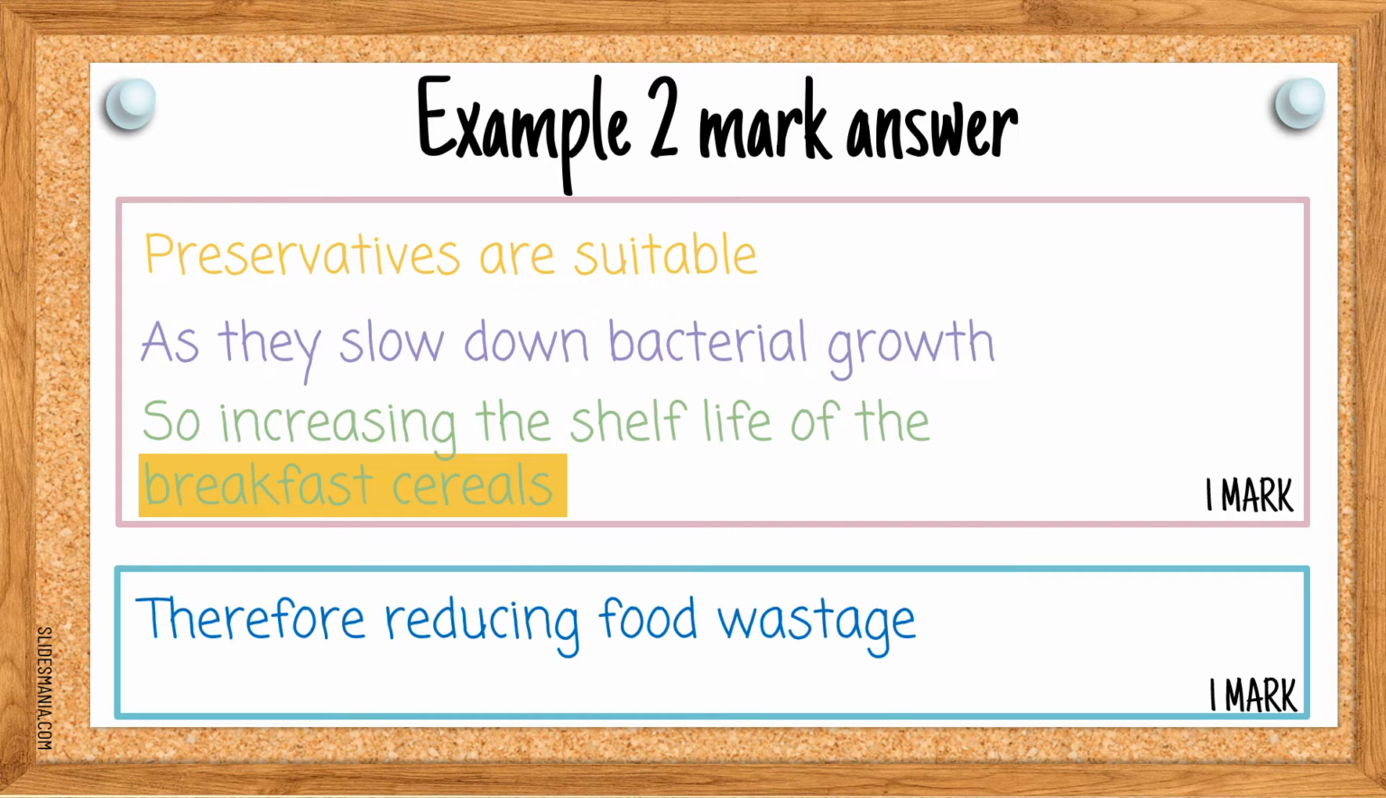So putting those 3 parts together, your fact, your opinion and your consequence, you've now gained your first mark. We've also gained a second mark. We've developed this answer further and said therefore reducing food waste, which is our developed consequence shown in blue, and that's how we've got a second mark. So putting both of those 2 previous answers together, the one about sweetener and the one about preservatives, you would now have your 4 marks for this question.